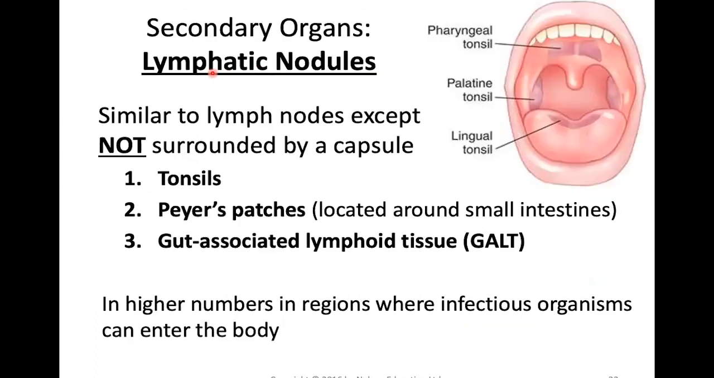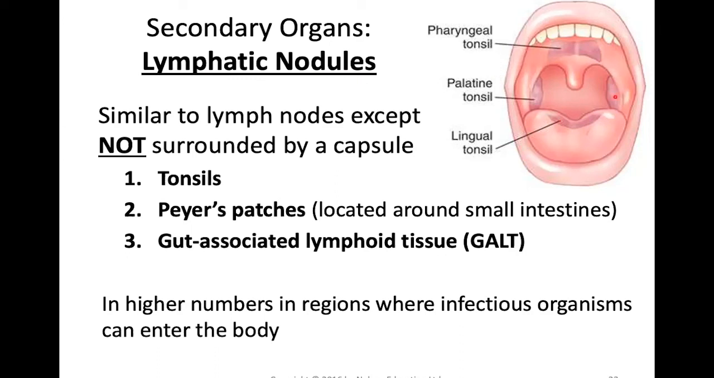And then lastly, lymphatic nodules are other secondary organs. The main difference between a lymph node and a lymphatic nodule is the presence of a capsule in the lymph nodes. Lymphatic nodules do not have a capsule. Okay, so they are simply lymphatic tissue without the capsule. Some examples of lymphatic nodules in our body are our tonsils.